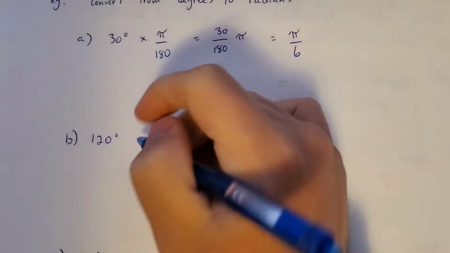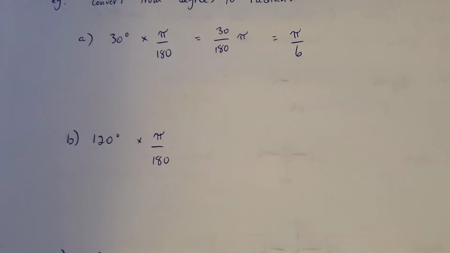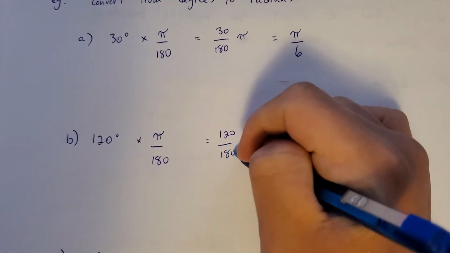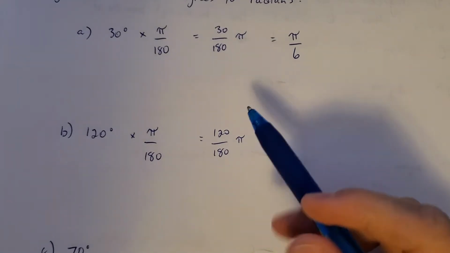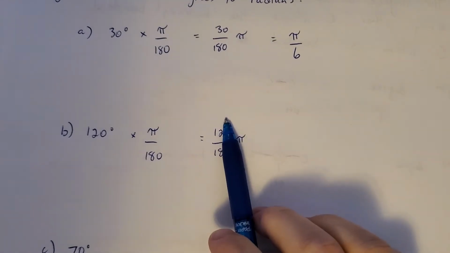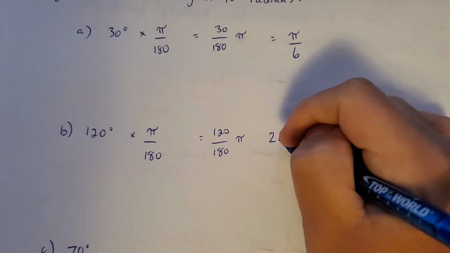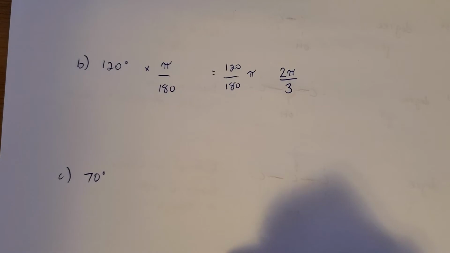All right, let's do another one. 120 degrees, I'm going to do pi over 180. Same process. I'm going to put the numbers in front of pi. Okay, 120 over 180 be 12 over 18. That's going to simplify to 2 over 3. So I'm going to write this as 2 pi over 3. Okay, it's nice. Last one here, 70 degrees.